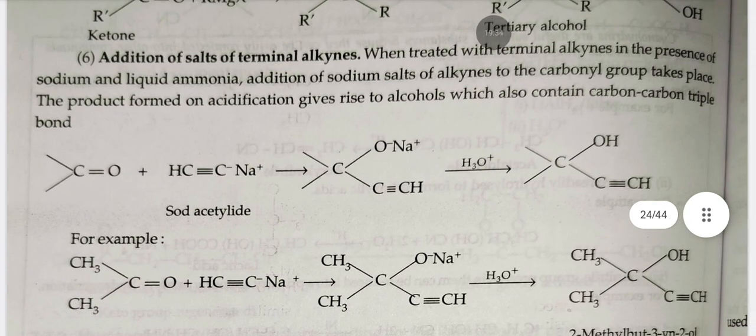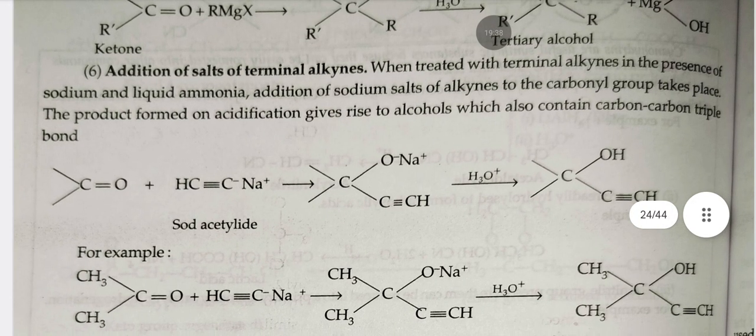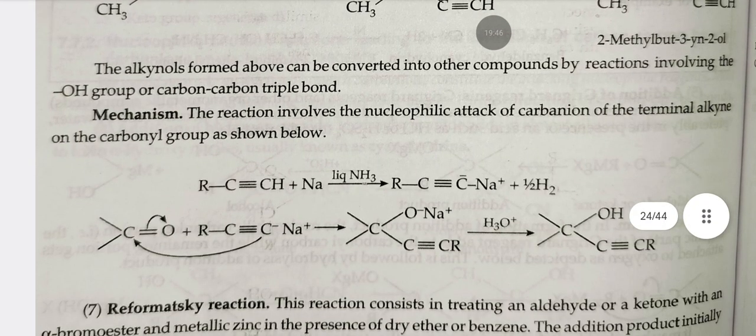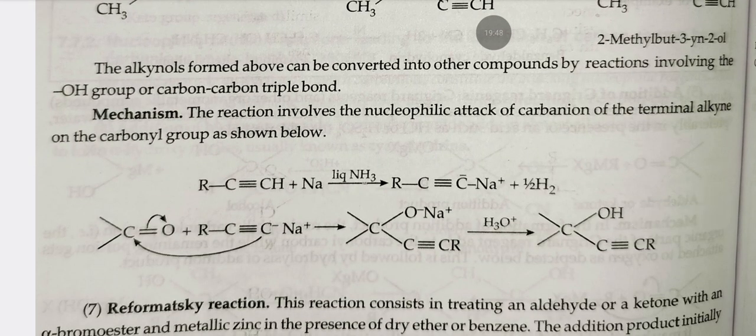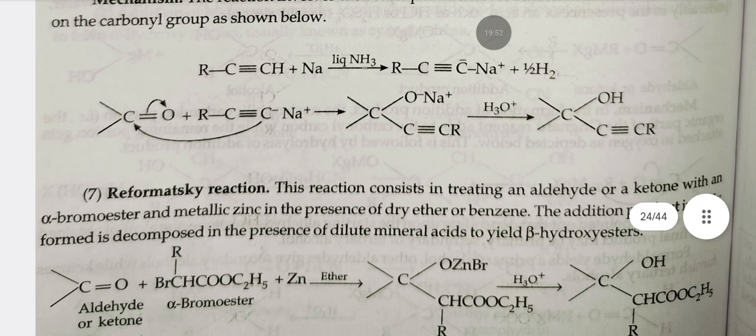Addition of sodium salts of terminal alkynes. Aldehydes and ketones react with the sodium salts of terminal alkynes, formed by treating terminal alkynes with sodium in liquid ammonia. Addition of the sodium salt of the alkyne to the carbonyl group takes place. The product formed, on acidification, gives rise to alcohols containing a carbon-carbon triple bond. Mechanism: the reaction involves nucleophilic attack of the carbanion of the terminal alkyne on the carbonyl group.